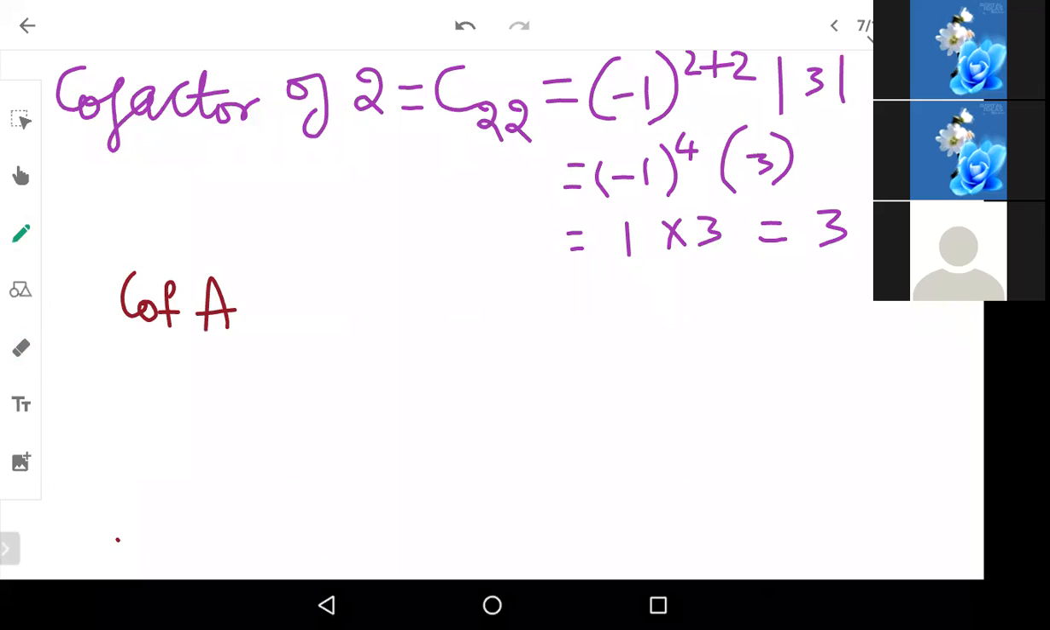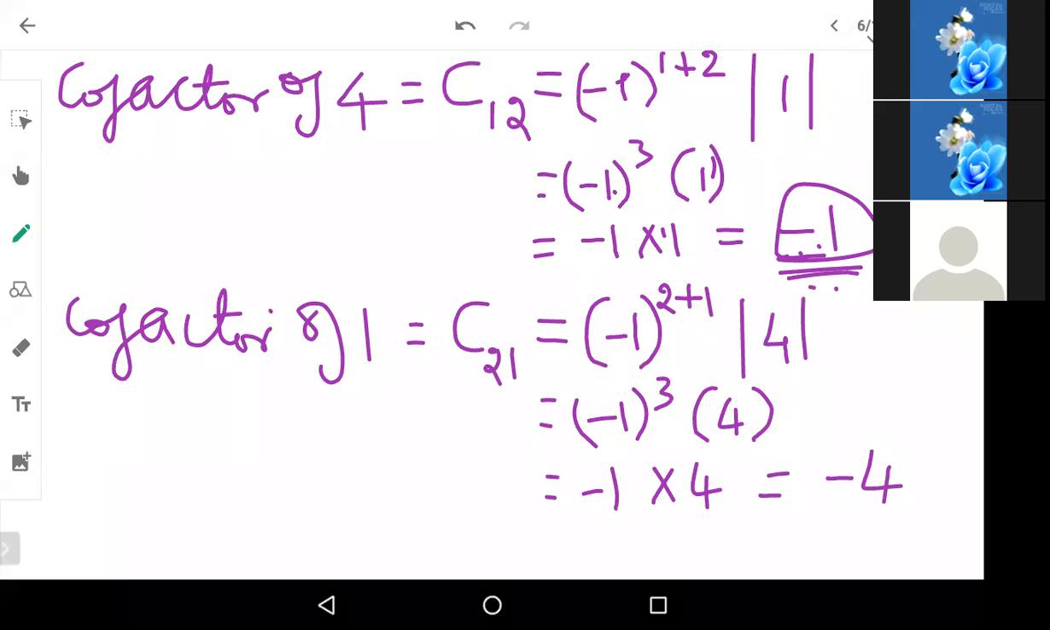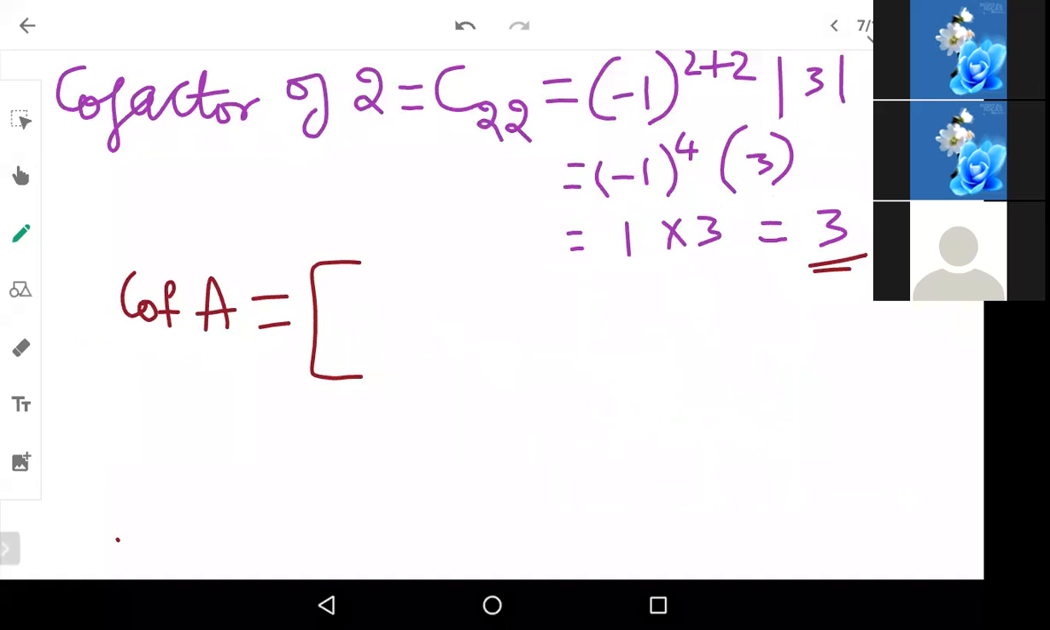Cofactor of A is equal to, now write down all of the numbers. Yeah, correct. Cofactor of 2 is 3. Very good. Now write down the full cofactor. So what all do you get? 2, minus 1, minus 4 and 3. So 2, minus 1, minus 4 and 3. This is the cofactor of A.